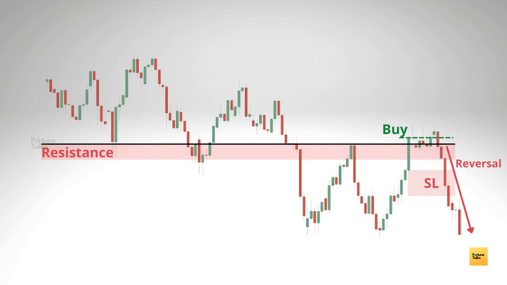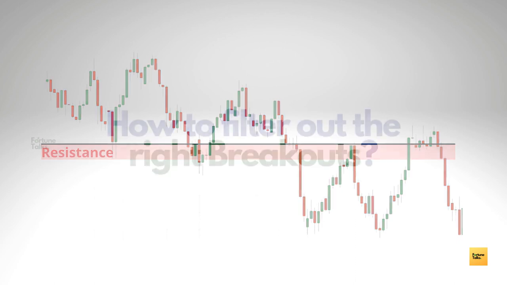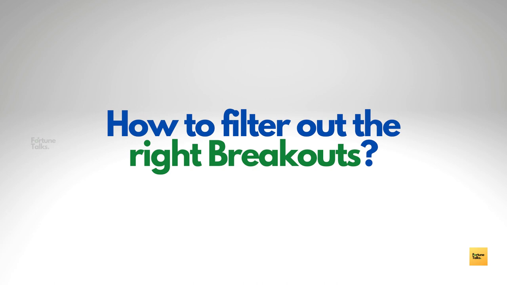And if you have not placed a stop loss order, you will see your account bleeding. I hope this has happened to at least some of you. This brings us to a very critical question. How do I filter for high probability breakout trades and know which are the ones to avoid?